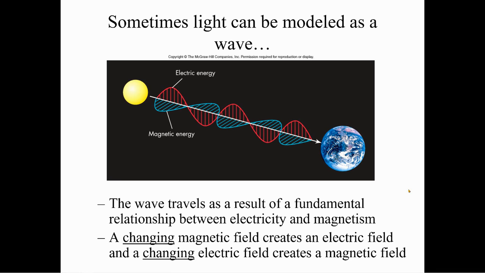Sometimes light can be modeled as a wave, and here's the wave. We also watched that short video on it, okay? Here's electromagnetic energy, the electric energy in the red, and the magnetic energy in the blue. And this alternating pattern causes it to travel through the air. The wave travels as a result of a fundamental relationship between electricity and magnetism. A changing magnetic field creates an electric field, and a changing electric field creates a magnetic field.